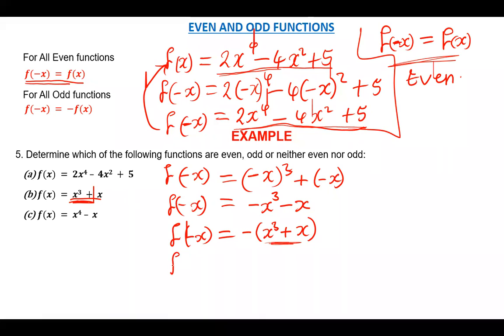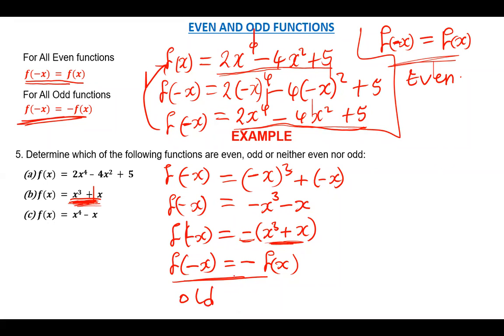So we can write this as f of negative x is equal to, I'm going to write this negative there. So I'll write the negative there, and then what is in the brackets there is exactly equal to f of x. So where there's that in the brackets, I'll put f of x. So when you look at this statement here, this one is just the same as what is there. Hence, this function is odd. It's an odd function.